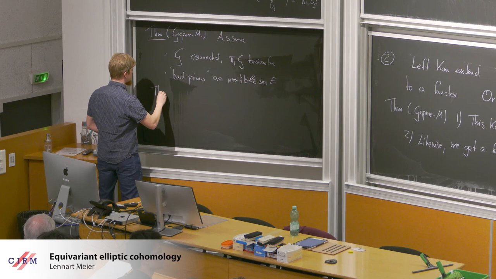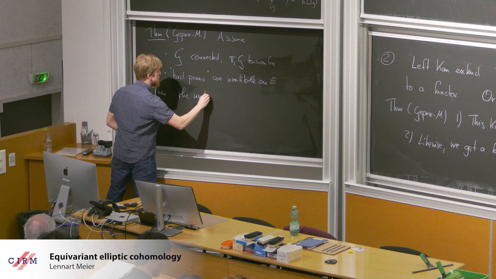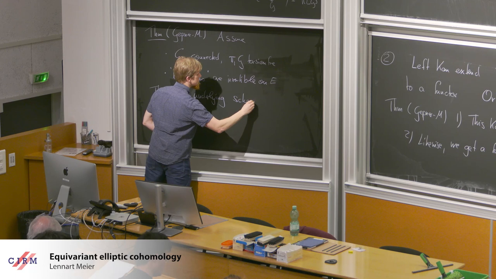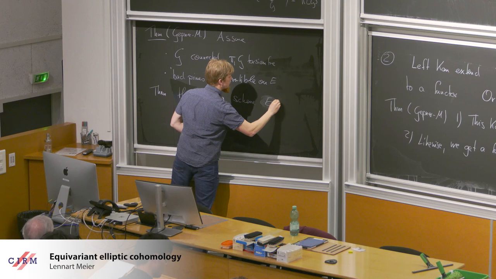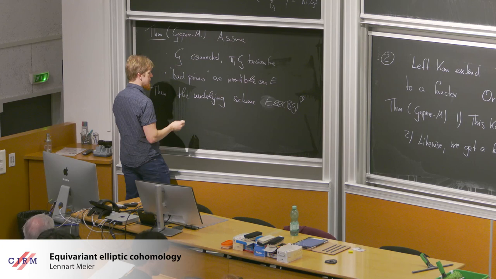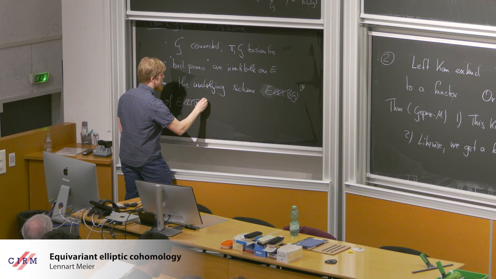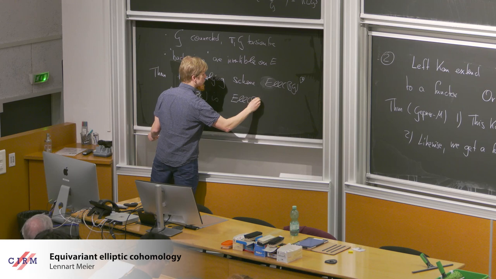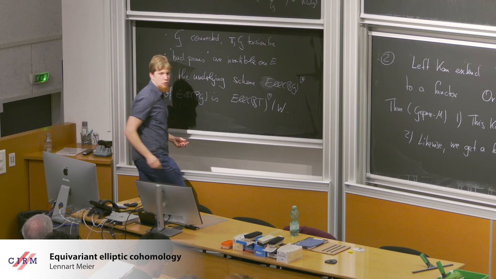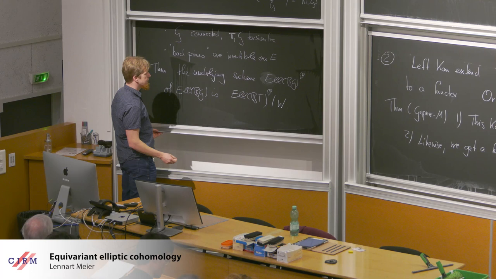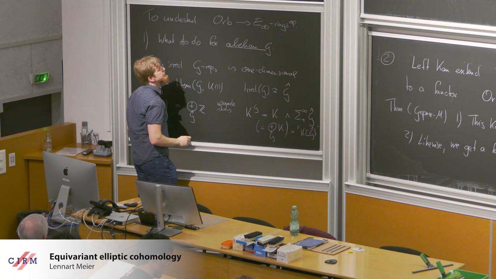Then the underlying scheme of Ell of BG, which is often denoted by the heart of Ell of BG, is isomorphic to take Ell of the maximal torus, underlying, and quotient by the Weyl group. Okay. And this is really a quotient in schemes.